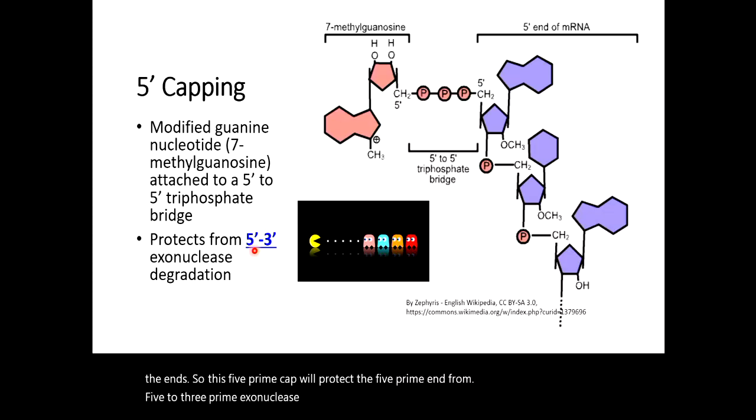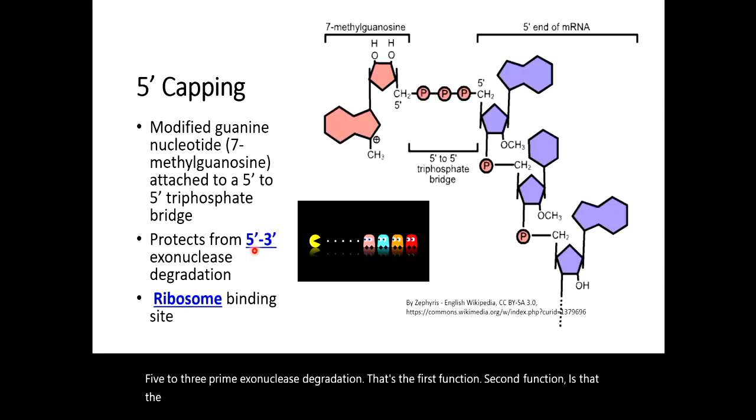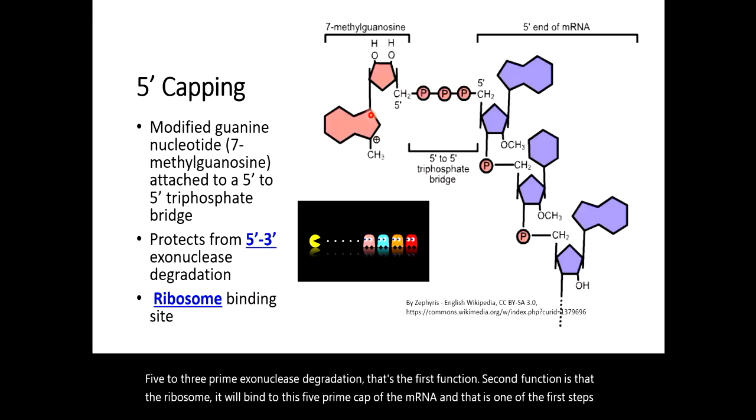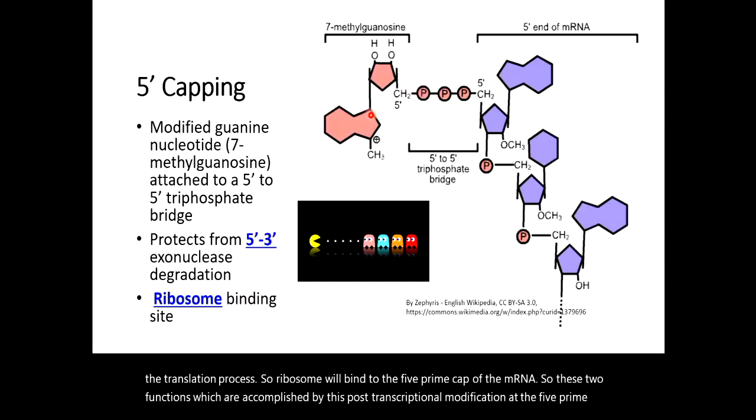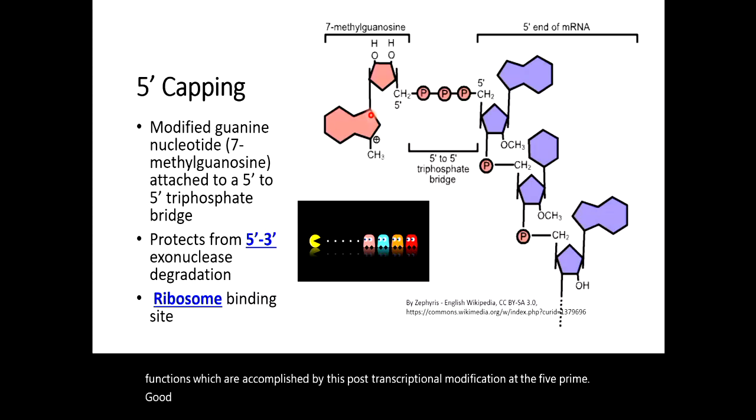That's the first function. The second function is that the ribosome will bind to this 5' cap of the mRNA, and that is one of the first steps in the translation process. So the ribosome will bind to the 5' cap of the mRNA. It is these 2 functions which are accomplished by this post-transcriptional modification at the 5' end of the mRNA. Is that clear? Yes? All right.